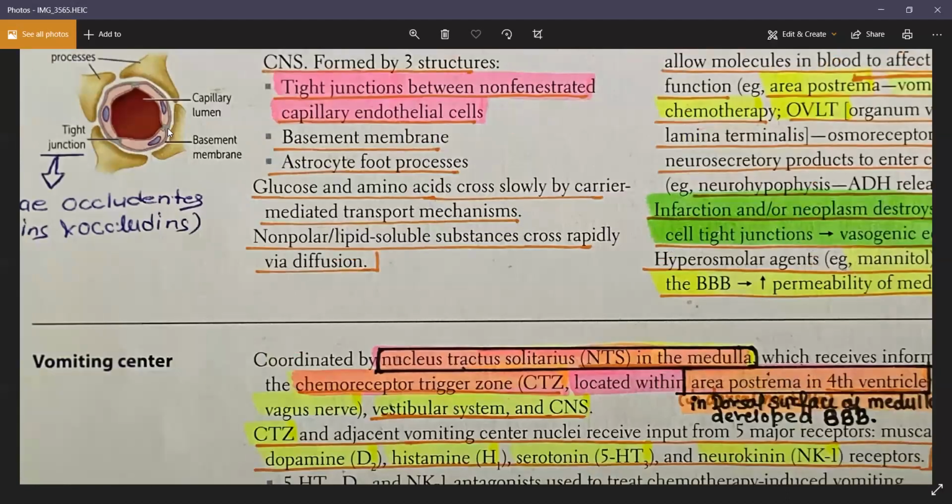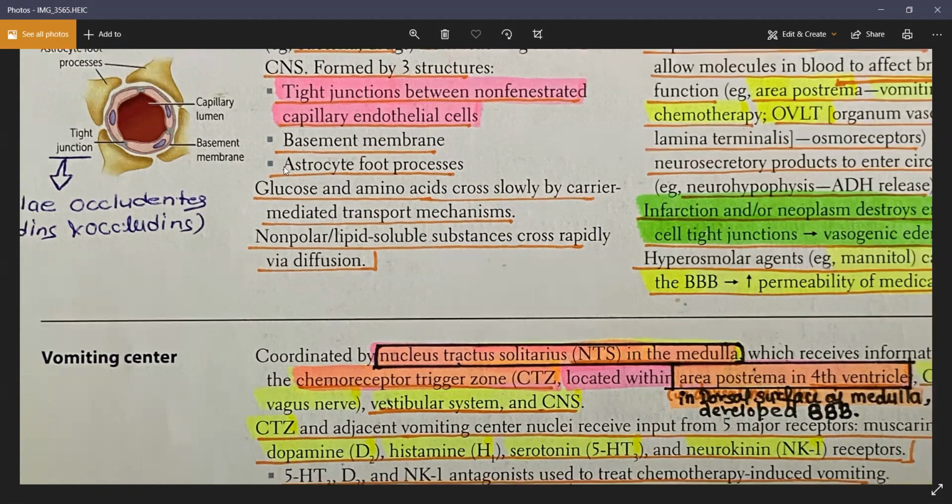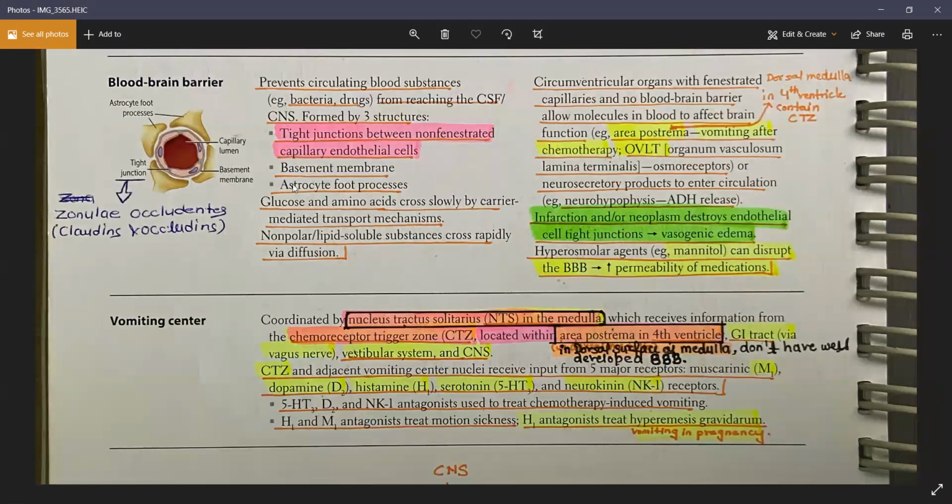As you can see, the junctions are present here, right? So no substrate can move between the cells. They need to travel through these cells, and only the lipid soluble substances can easily cross the cell membrane, and that's why they can easily enter the brain. No inflammatory cell can enter the brain because of the presence of these junctions. So the tight junctions, basement membrane, and the astrocytes take part in the formation of the blood-brain barrier. Even the bacteria cannot reach the brain through the blood-brain barrier.